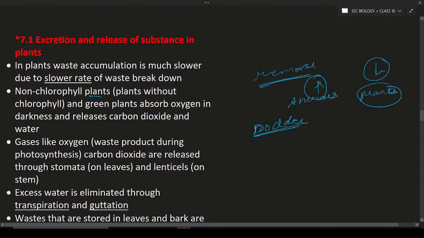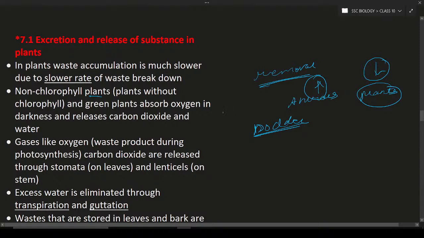This dodder does not have chlorophyll, but some species of dodder do have chlorophyll. Even though they have chlorophyll, they will not perform photosynthesis. Some species of dodder will not have chlorophyll, so we call them non-chlorophyll plants, or plants without chlorophyll.